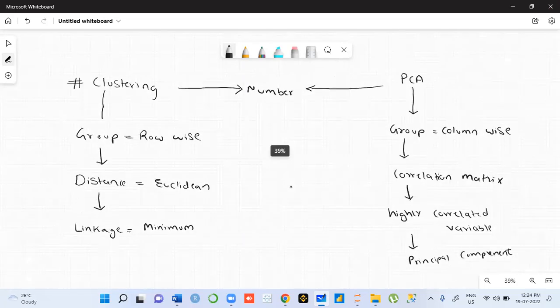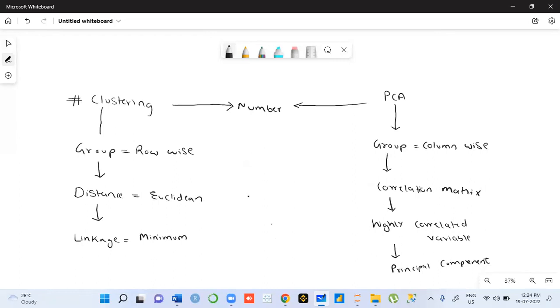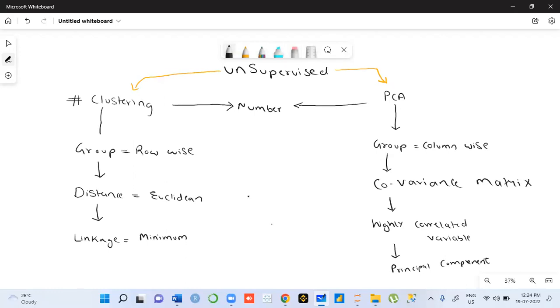Guys, is clustering supervised or unsupervised? Unsupervised. Unsupervised means no target variable, no label data. So PCA and clustering are part of unsupervised learning algorithms. Are you clear? Draw this flow chart for interview. You can say it like this way. Please do it fast now. I'll finish the concept in 20 minutes.